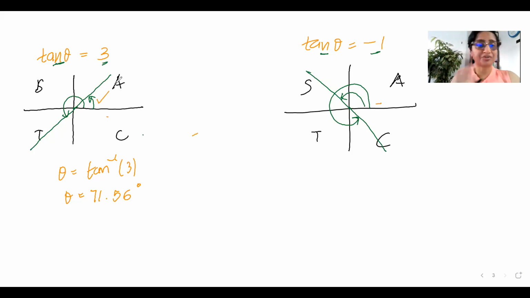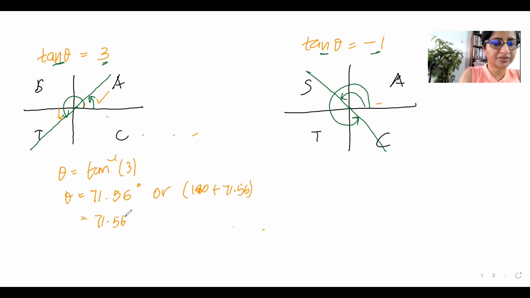So you use symmetry. What's my other angle? 180 plus 71.56. Or if I want to show you the working, 180 plus 71.56. Theta is 71.56 degrees, or 180 plus 71.56, 251.56.